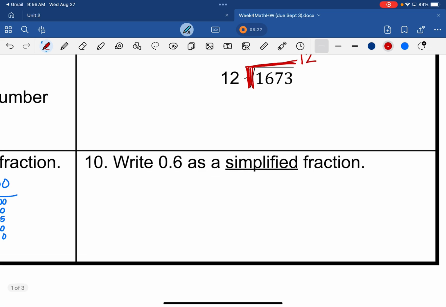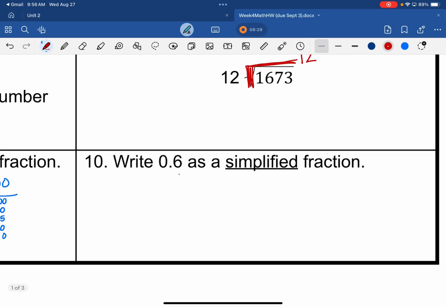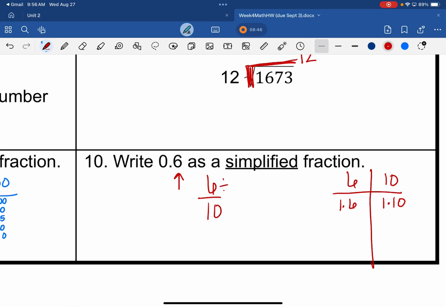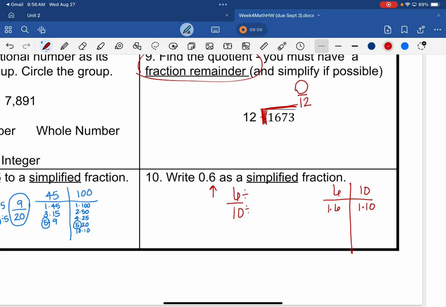Okay, simplified fraction. This is in the tenths place. And so we're going to put it over 10. You're going to do the same thing over here. You're going to come up with all the ways you make 6, all the ways you make 10. The greatest factor that they share is what you'll divide it by. And I'm going to let you do that where you have that modeled right next to you on the other one.